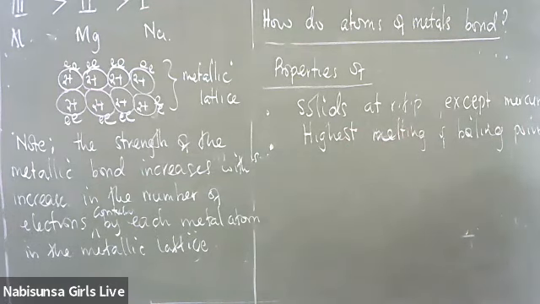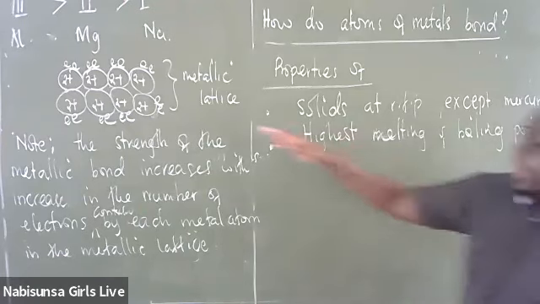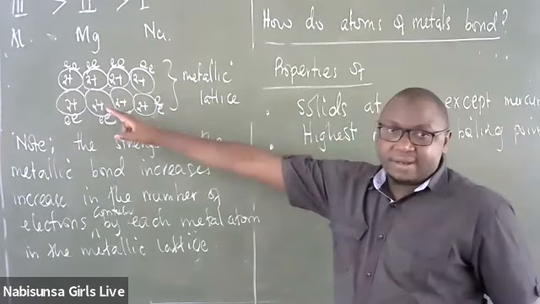So they always have the highest melting and boiling points. Why? Because you need extra energy to break them down.